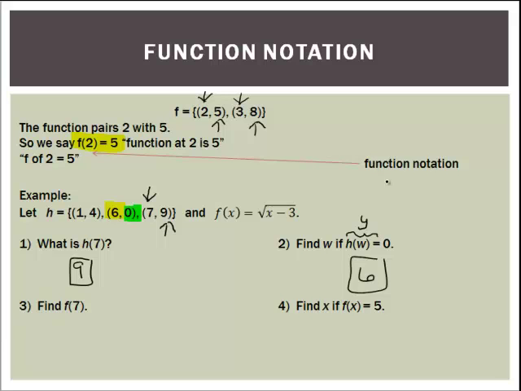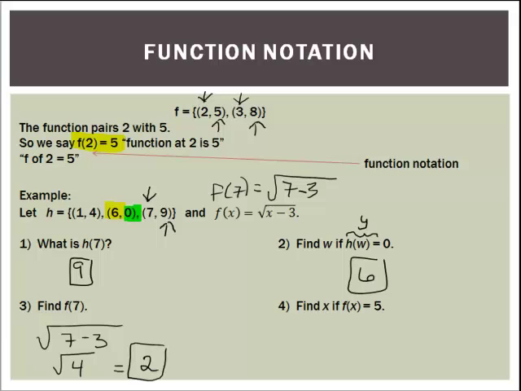How about finding f of 7? F of 7 means, put it in this function. So f of 7 is equal to the square root of, wherever there's an x, you put a 7 in there. 7 minus 3. So we have the square root of 7 minus 3. That's the square root of 4, which is 2. So f of 7 is equal to 2.